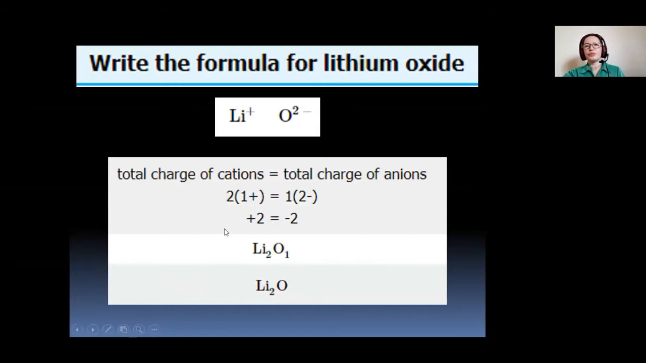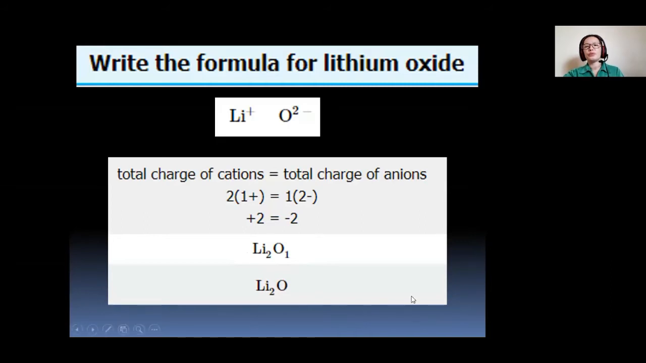So if you look at the summation of the positive and negative, it's now 0. So 2 for lithium multiplied by positive 1 is positive 2. And 1 as the subscript for oxygen multiplied by negative 2 is negative 2. That's why the ratio of lithium to oxygen is 2:1. And since 1 is not written in the chemical formula, our formula for lithium oxide is Li2O.